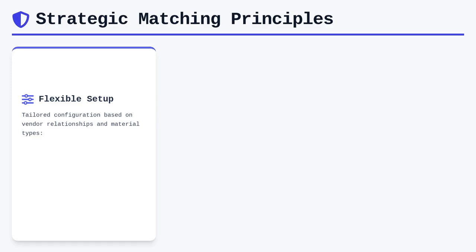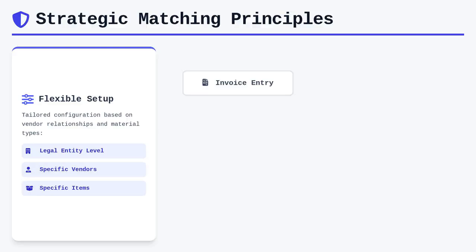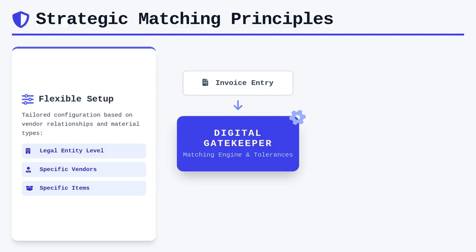The configuration of these matching principles is not a one-size-fits-all exercise, as it often varies based on the nature of the vendor relationship or the type of materials being purchased. Organizations may choose to apply these rules at the legal entity level or selectively for specific vendors and items. By establishing clear policies and matching tolerances, you essentially build a digital gatekeeper that consistently enforces organizational financial policy.